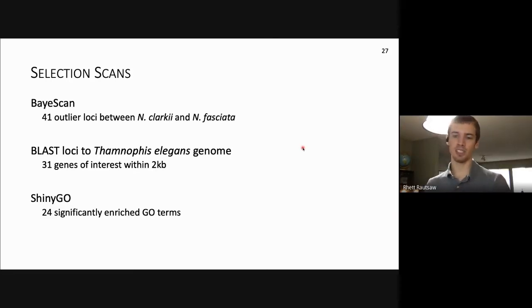potential genes of interest. We then can take those genes and identify gene ontology, or GO, terms that are associated with them. And we can use a program called ShinyGO to identify GO terms that show up over and over again, or are what are called significantly enriched. And we identified 24 significantly enriched GO terms. So let's take a look at what those look like.